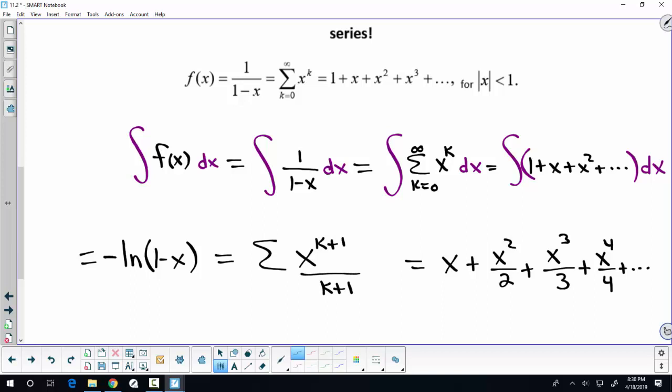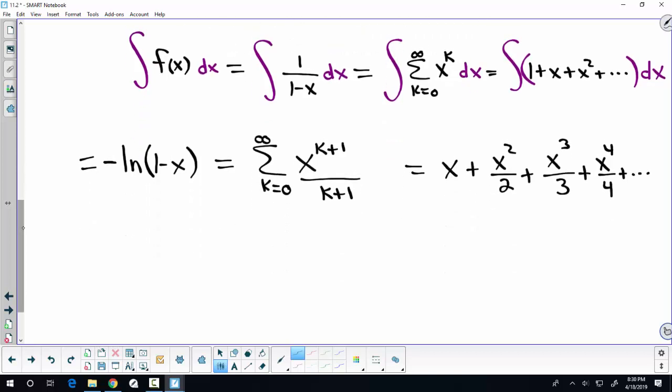Where does k start? Zero. So we got x to the first over 1 gives us x. X to the 1 plus 1 over 1 plus 1 gives us x squared over 2. Is there not a constant like that? No, we didn't multiply by a constant or anything like that. Is that what you're referring to? Yeah. So there's the antiderivative.